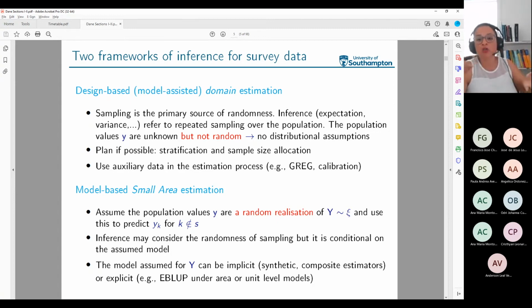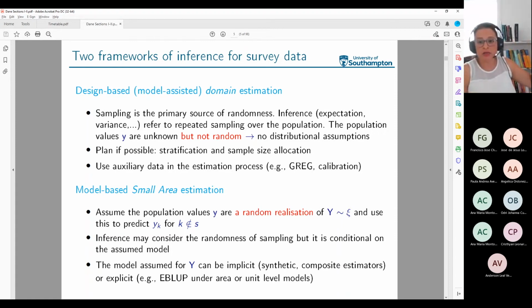But it's basically use information that most of the time was collected within the same survey, and maybe some external information, some external totals, to try to produce an estimator that has a smaller variance than the estimator that doesn't use any auxiliary information. Okay, so a quick recap of that bit.